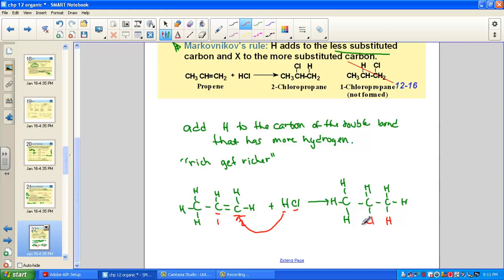We've created 2-chloropropane. 2-chloropropane is the IUPAC name. Not CH3CH2CH2Cl, not 1-chloropropane. Not that. The rich get richer. Add the hydrogen to the carbon in the double bond that has more hydrogen.